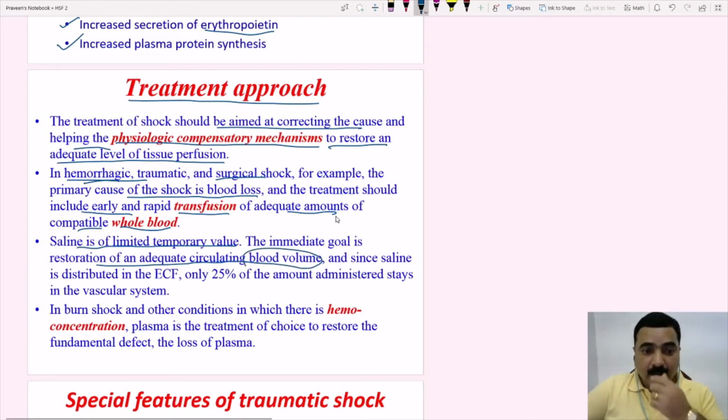Since saline will be distributed in the extracellular fluid, only 25% of the amount administered stays in the vascular system. So that's why saline will be of less value. You need to provide the blood transfusion as well.